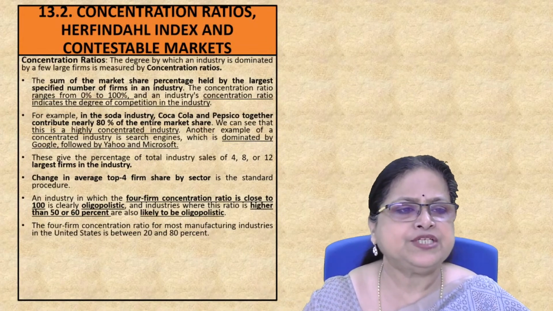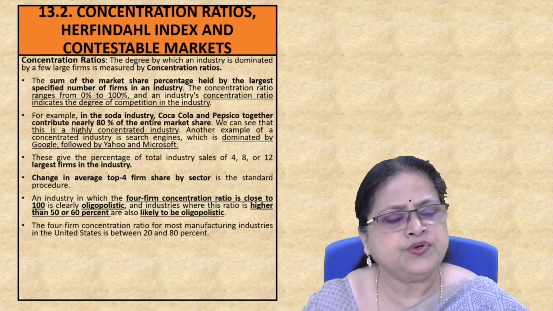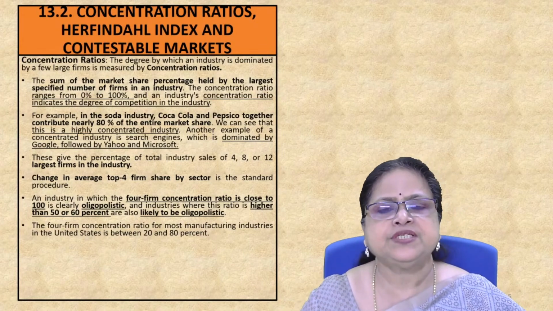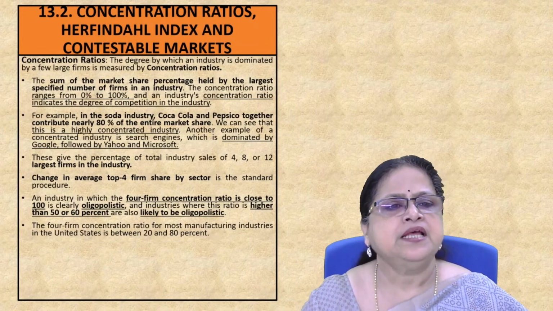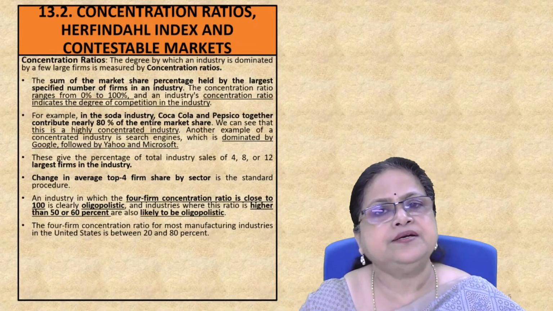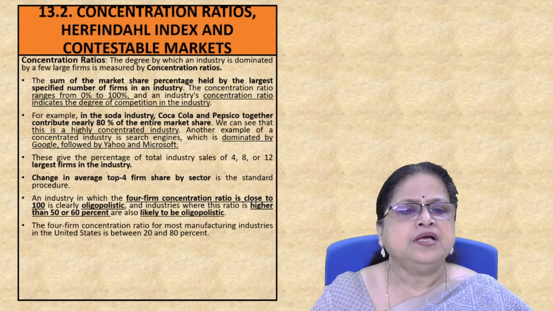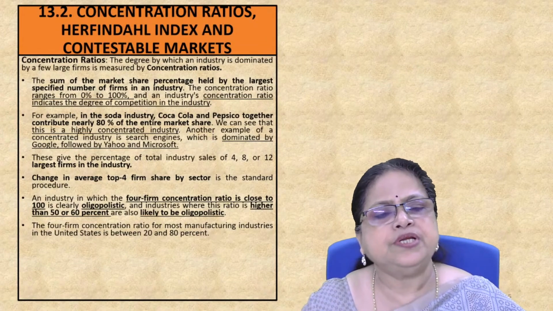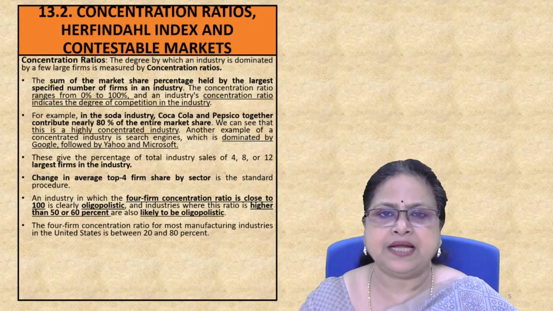The concentration ratio ranges from 0 to 100%. An industry's concentration ratio indicates the degree of competition in the industry. For example, in the soda industry, Coca-Cola and PepsiCo together contribute nearly 80% of the entire market share.